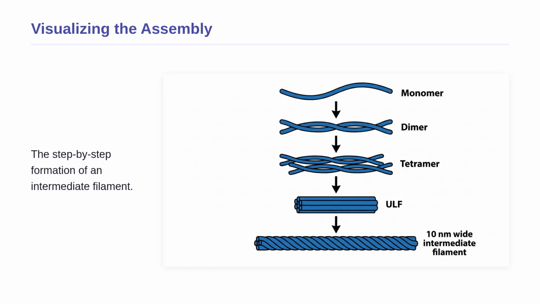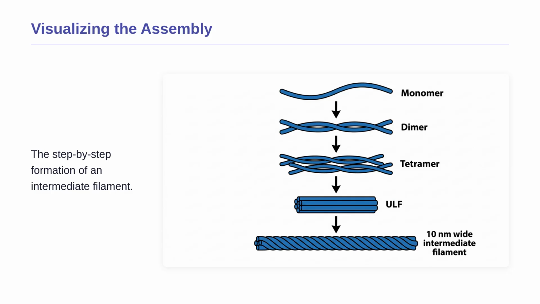Let us visualize this step-by-step assembly process. Looking at the diagram, starting from the top, you can see a single fibrous protein, the monomer. Moving down, two monomers twist around each other to form a dimer, much like twisting two wires together. Below that, you see the tetramer, where dimers overlap in a staggered formation, increasing the strength.